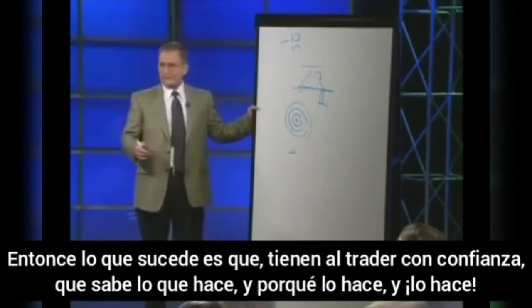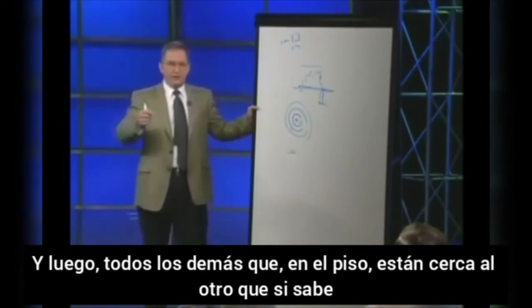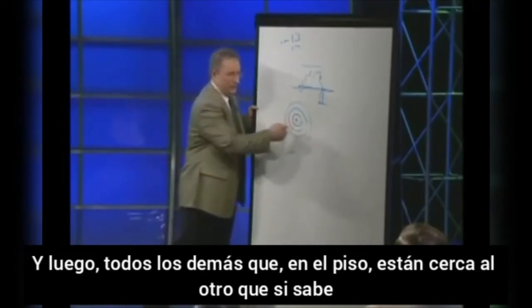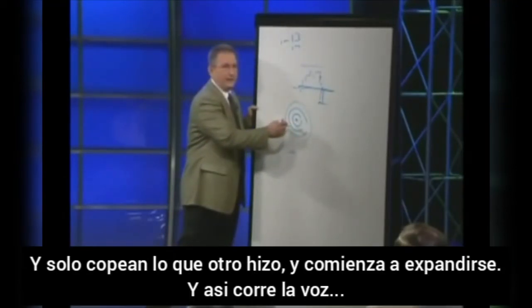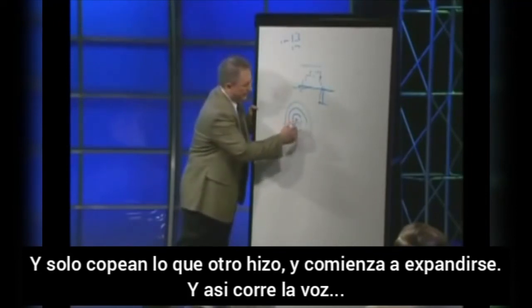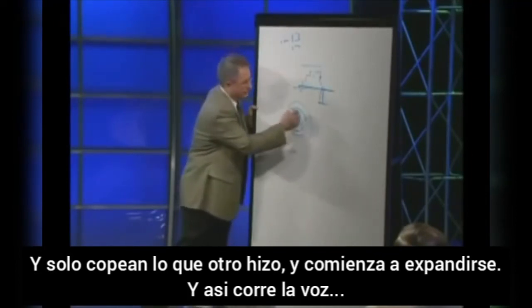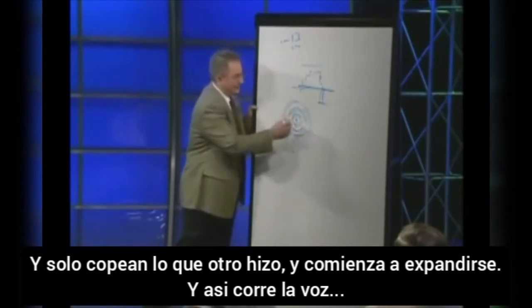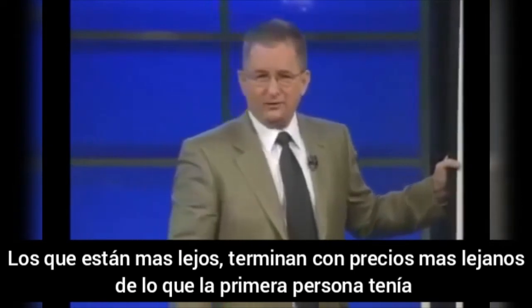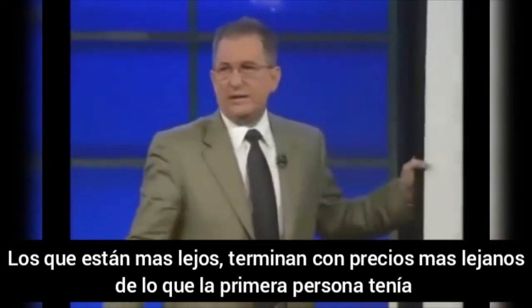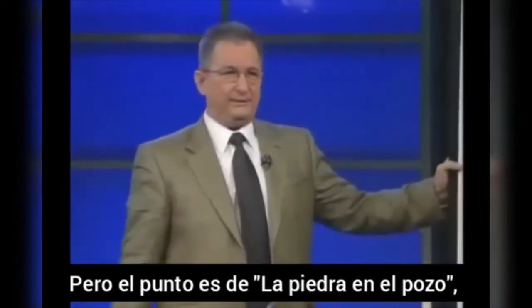So what ends up happening is you've got the trader who's confident, knows exactly what he's doing, why he wants to do it, and does it. And then you've got all the other guys in the pit who are closest to this guy, might be on this step right here, who will mimic what he does. And then it starts spreading out. As word gets out, the guys at the farthest end up getting prices that are greatly diminished in relationship to this particular individual. But the point is, it's kind of like the pebble in a pond.